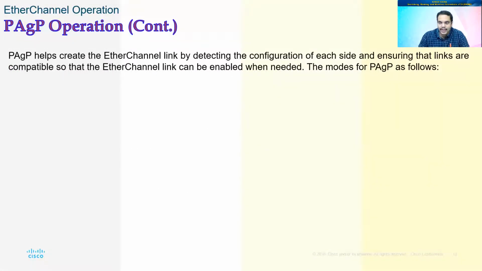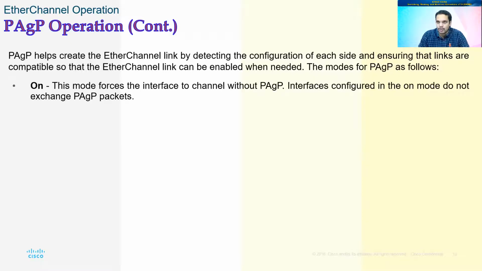So now, what does this dynamic negotiation mean? PAGP helps to create the Ether channel links by detecting the configuration of each side and ensuring that links are compatible so that the Ether channel link can be enabled when needed. There are three modes, as I told you. The first mode is called on mode. This mode forces the interface to channel without PAGP. That means when you set mode on, no PAGP packets are sent. It will be automatically set up into Ether channel mode.